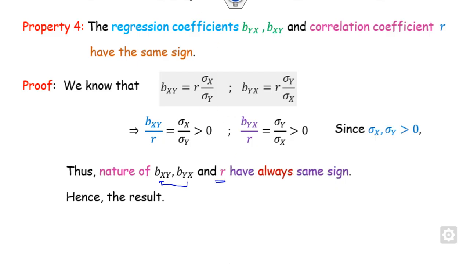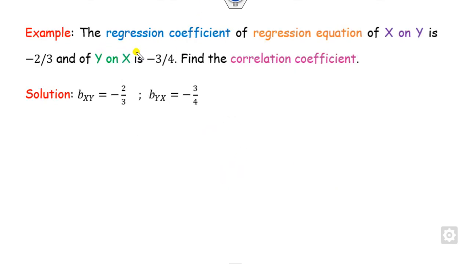What is the meaning of that? I can explain it with an example. So what is given to you? The regression coefficient of x on y, that is bxy, is minus 2 by 3. Y on x, byx, is minus 3 by 4. You have to find the correlation coefficient r.